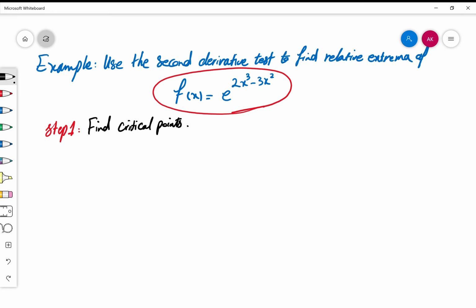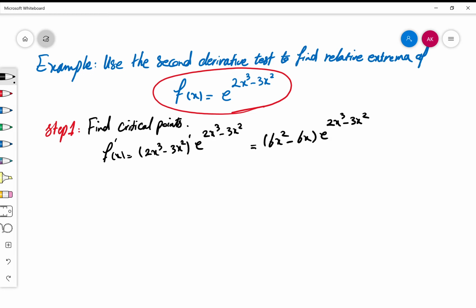In this case, it means that we'll find f prime, which is e to the power something. The derivative is the derivative of that something, times e to the power the same function up there. So this is 6x squared minus 6x times e to the power 2x cubed minus 3x squared.